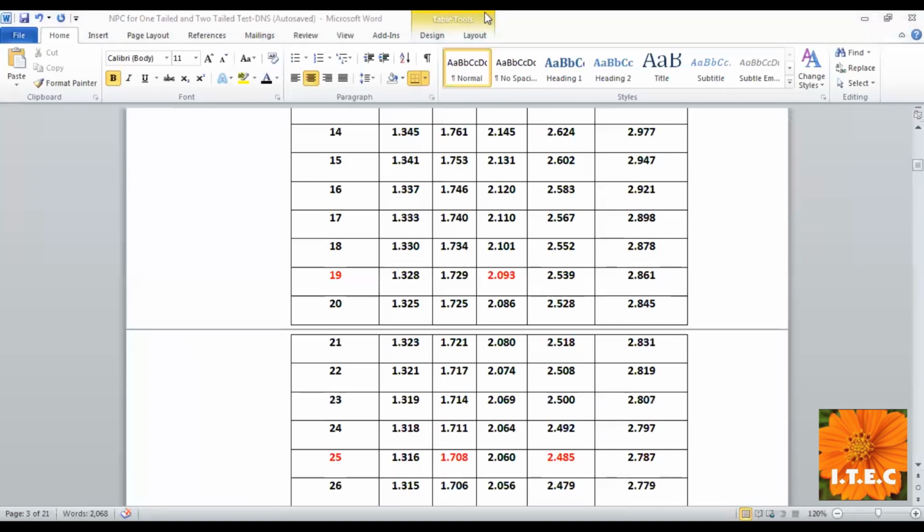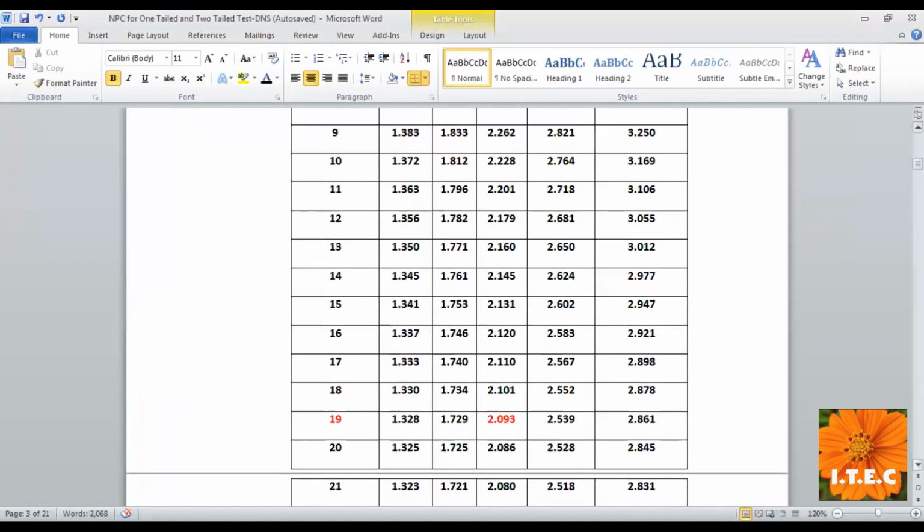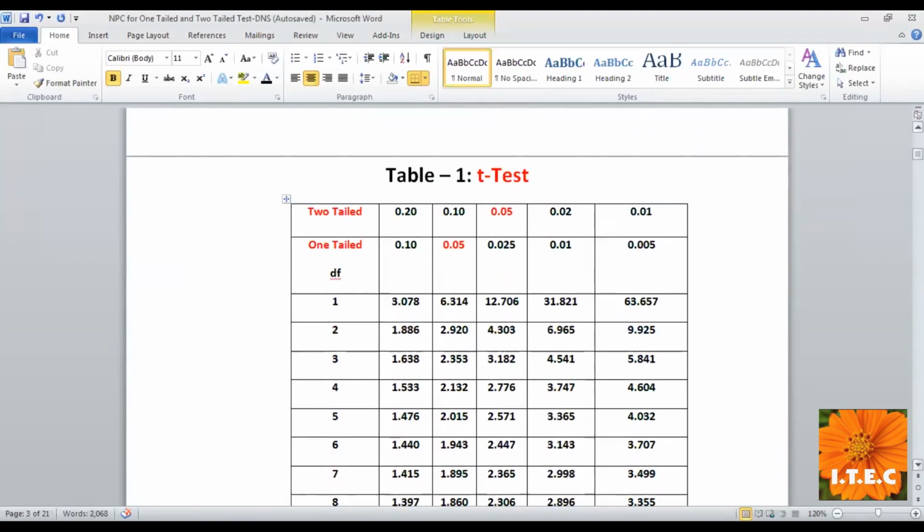The only thing is this: if you have a hypothesis which is written in the directional form, then you have to see the values which are given under one tail test. And if you have the null form, then you have to see the values which are given for two tail test. It is so simple, and the rest of the interpretation is very clear.